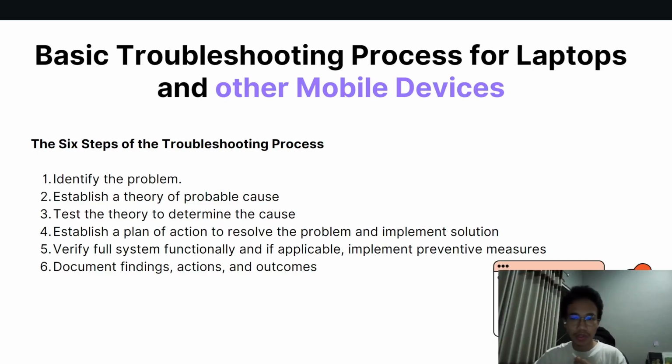Basic troubleshooting process for laptops and other mobile devices. The six steps of the troubleshooting process. The first one is identify the problem. The second is establish a theory of probable cause. Third is test the theory to determine the cause.